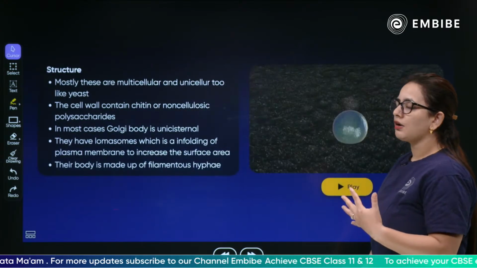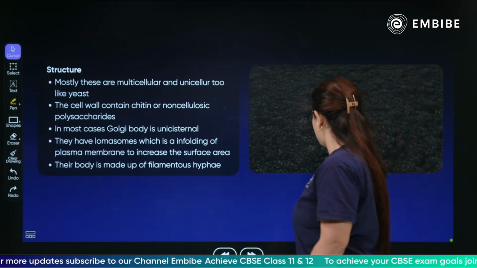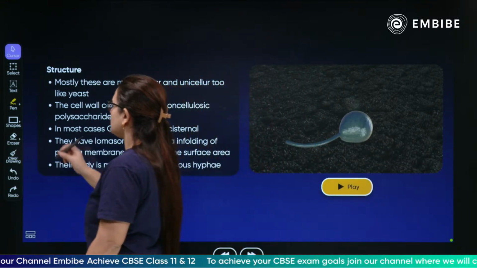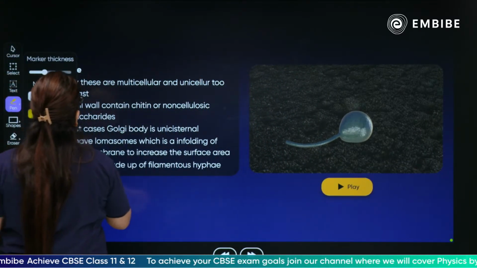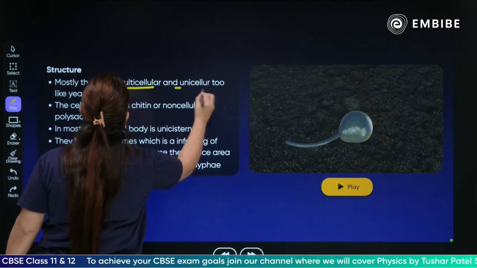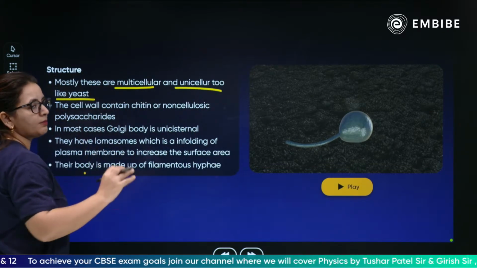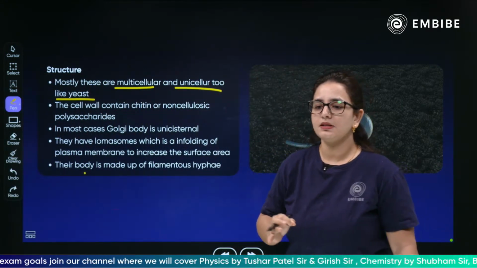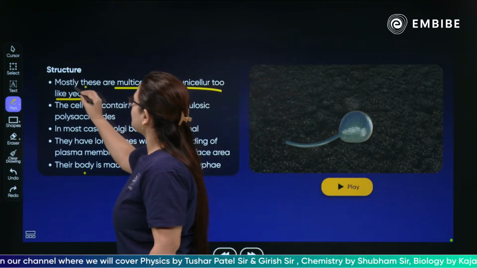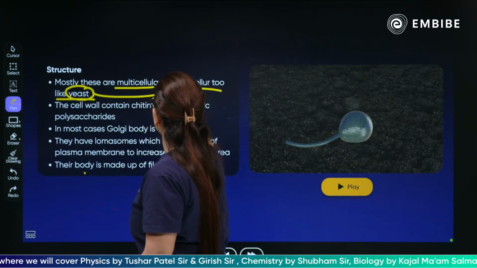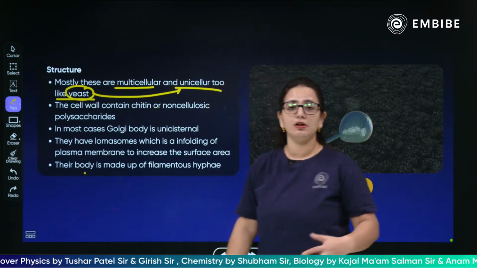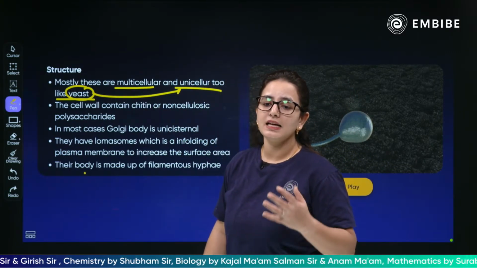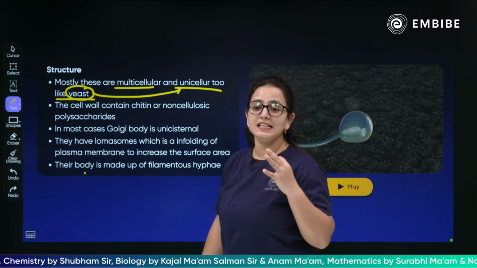Talking more about the fungi, we have their structure. Yes, they have a very unique structure, children. Fungi can be multicellular or unicellular, like yeast. All the fungi are multicellular in nature except the yeast. Yeast is the only fungus which is unicellular. All the other structures are typically multicellular, and the only exception is the yeast.